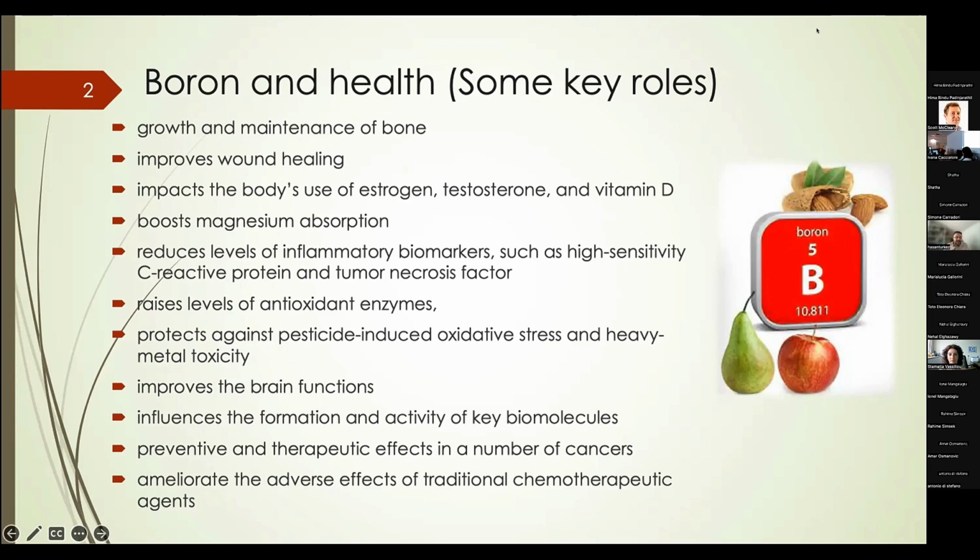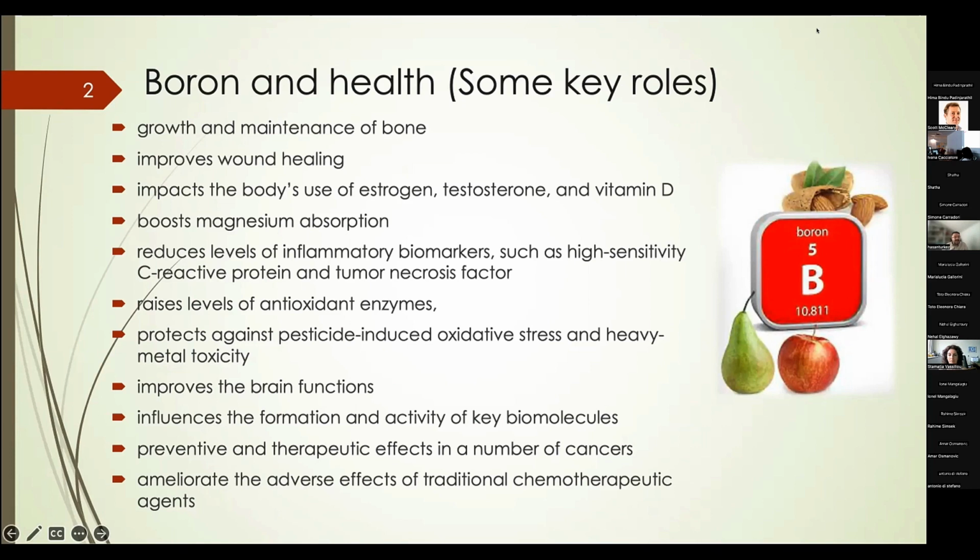In my slide, you can see that I plan to describe the current status and further perspectives towards boron use in the medical area. As you know, boron is essential for the growth and maintenance of bone health, and it is well supported that boron-containing compounds improve the wound healing procedure and beneficially impact the body's use of estrogen, testosterone, or vitamin D.